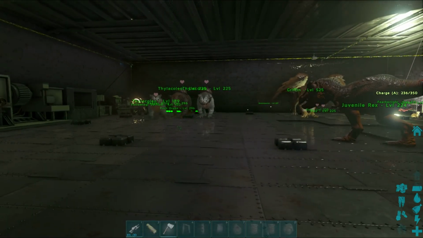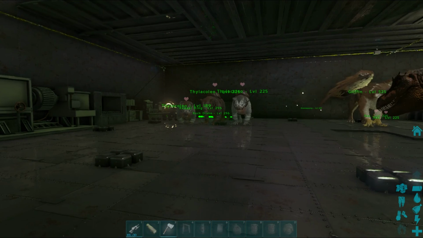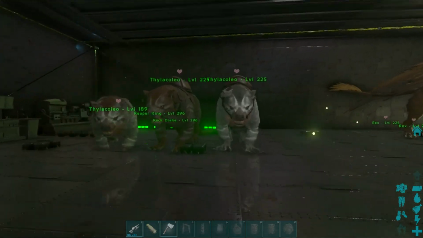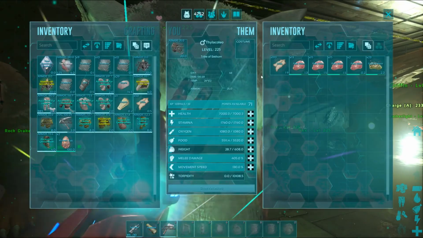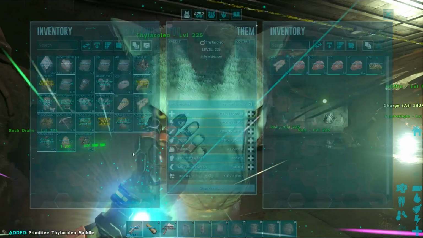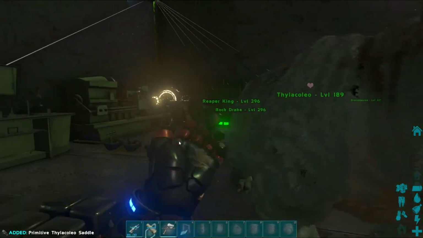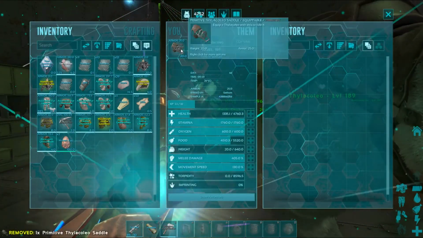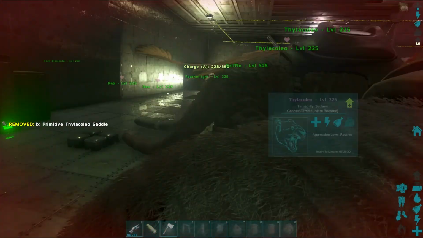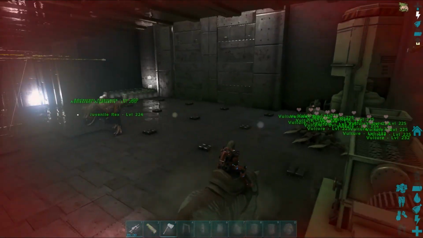As you can see, my thylaco is now mature, but it is stuck in the base or possibly stuck in the hitbox of one of the other thylacos. That's not a problem. I think I can get him out by putting a saddle on him and moving him. Hopefully that is the case.